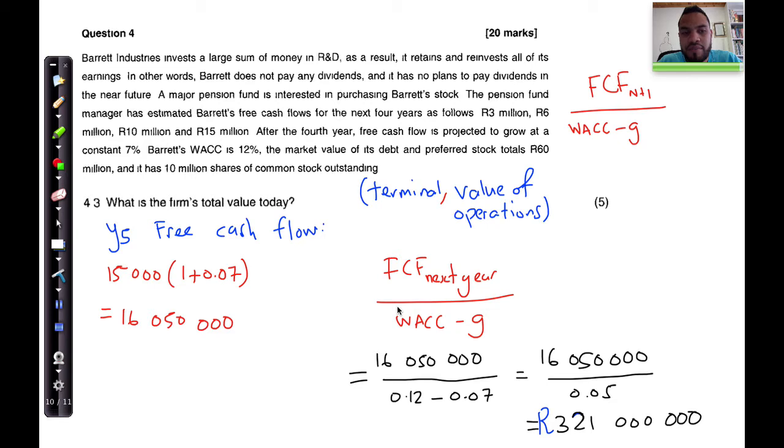What's the value of the firm, right? On its horizon, its continuing value. And that was the continuing value on the verge of it achieving constant growth. That's when the growth remains constant at 7%. And we found that to be 321 million rands. That was our terminal value.